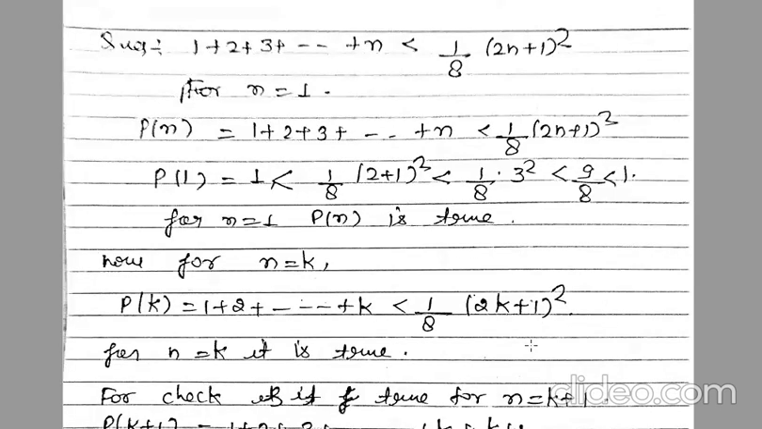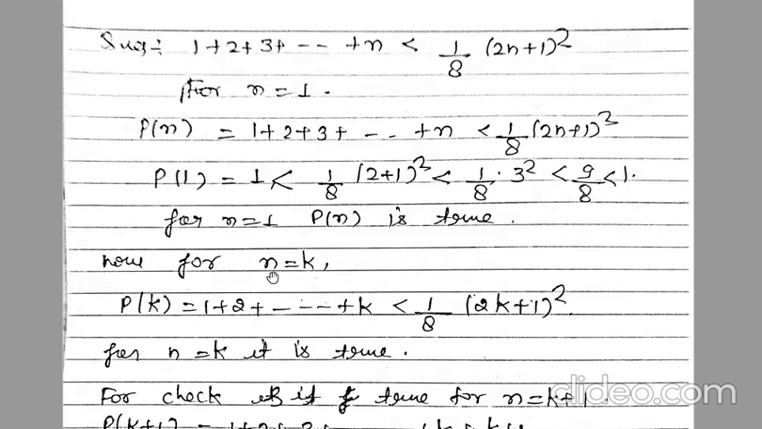Now there is another question, and this question is again related to the principle of mathematical induction. 1 plus 2 plus 3 plus and so on, n is less than 1 by 8, (2n plus 1) whole square. So first, for n is equal to 1, P1 is equal to 1. We can see here 1 is less than 9 by 8, right? 9 by 8 is greater than 1. So P1 is true for n is equal to 1.